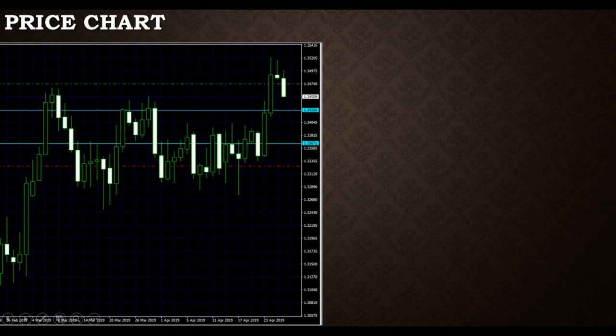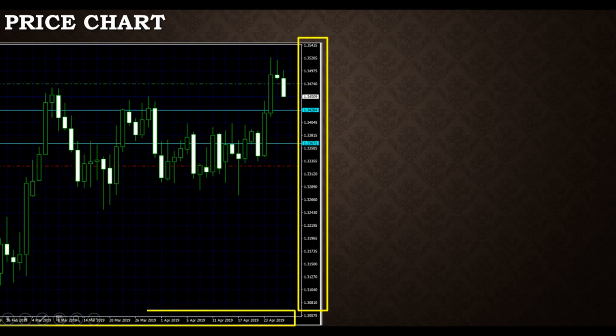Now let's take a look at a price chart. This is the price chart that we saw earlier in this presentation. In this we have the price axis, where we can see the current market price and all the prices. Okay, this is the price axis, and down here we have the time axis. These are the two major parts in a price chart: price axis and time axis.